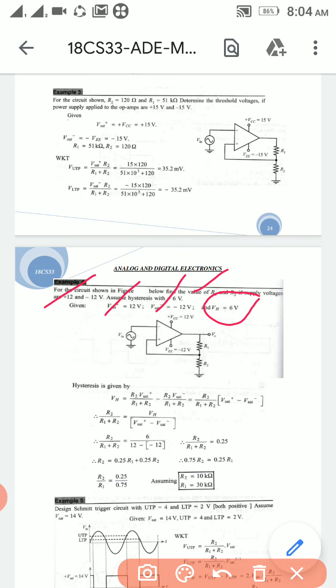In the given figure, it indicates that we need to find the values. So VH is equal to the hysteresis value. Before going to this hysteresis value, what are VUTP and VLTP?